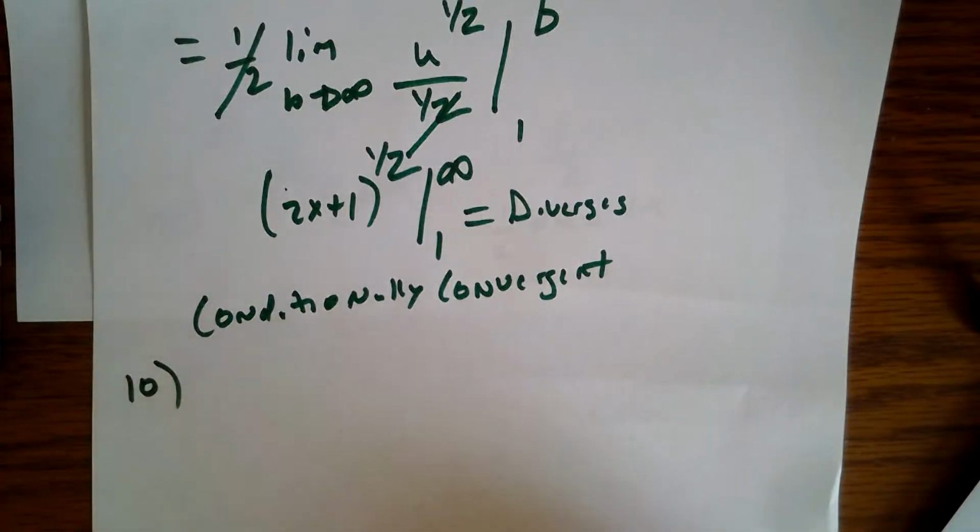To reiterate, if it has to have the negative, it conditionally converges. If the absolute value also converges, then it's absolutely convergent. Ha ha, absolutely.